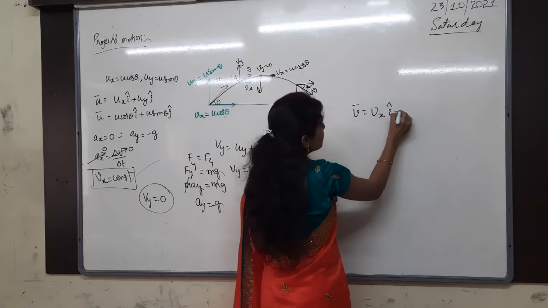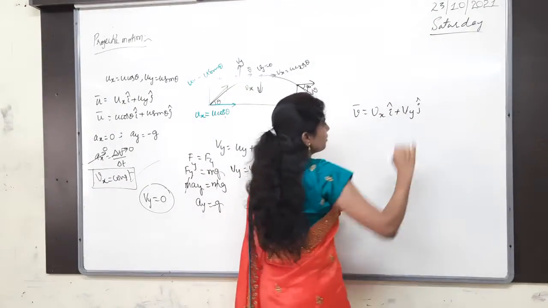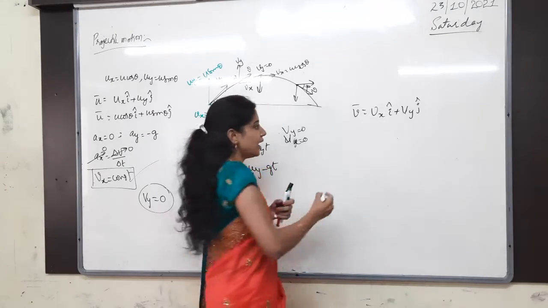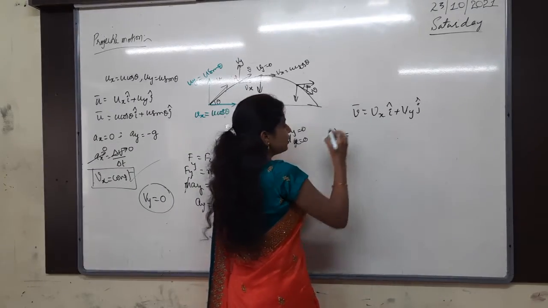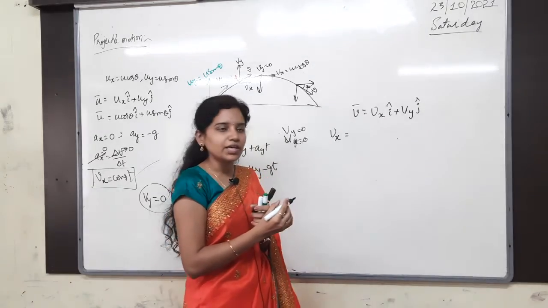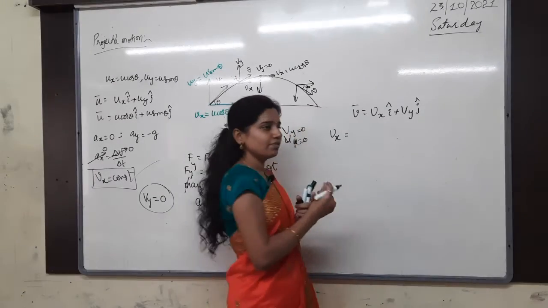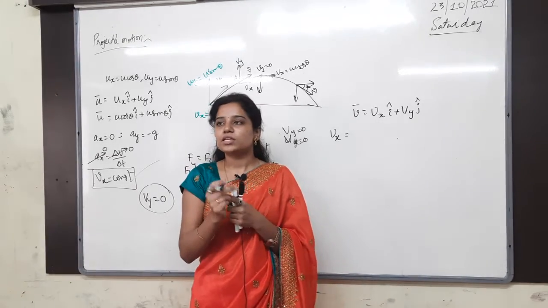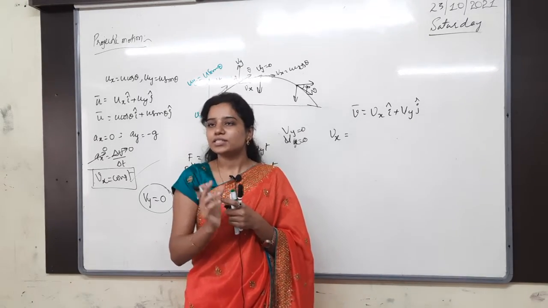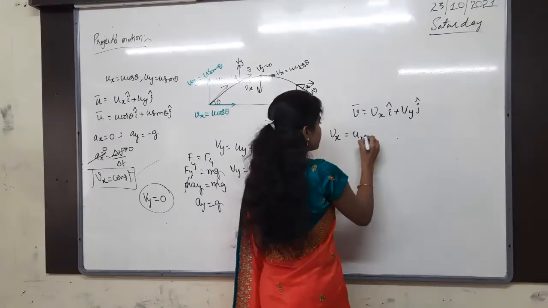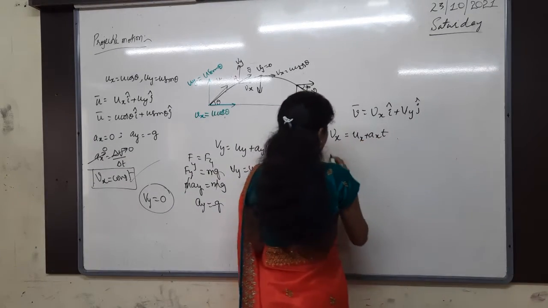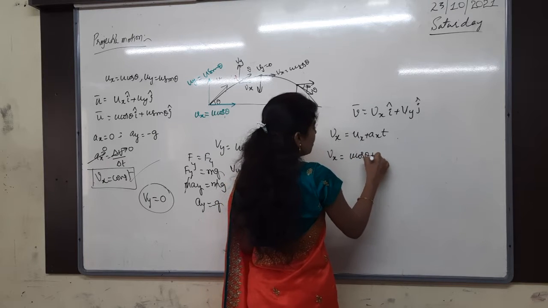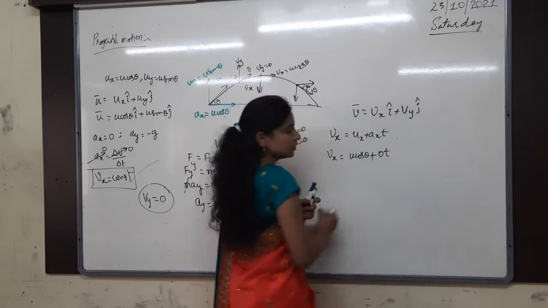Vx i cap plus Vy j cap. This is what we discussed in the last class. V bar is equal to Vx i cap plus Vy j cap. I said you have to divide in two dimensions separately, so that Vx is equal to, what is the formula? Velocity after time t. V is equal to u plus at. So Ux plus Ax t, then Vx is equal to, Ux is what? U cos theta plus Ax is how much? 0. Ax is 0 here.